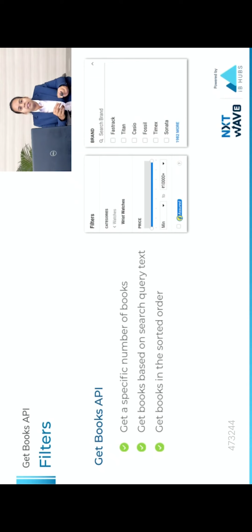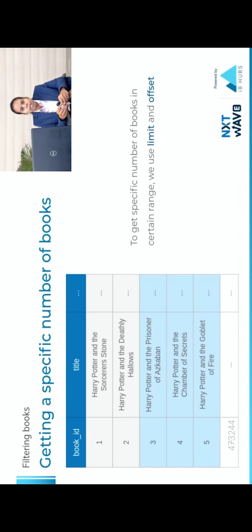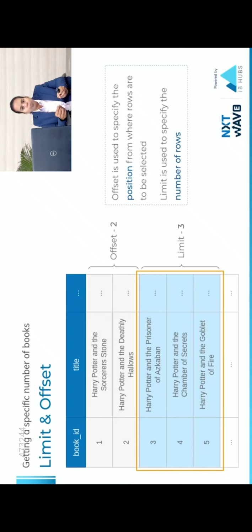Let's start with getting a specific number of books. For that, we can make use of limit and offset. We have already seen this in SQL, right? So let's make use of that. Using the offset, we can specify the position from where the rows have to be selected. Say the offset is 2, so after the first 2 books, we want to select the books. Then using the limit, we can specify the number of rows that we want to select, the number of books that we want as a result.